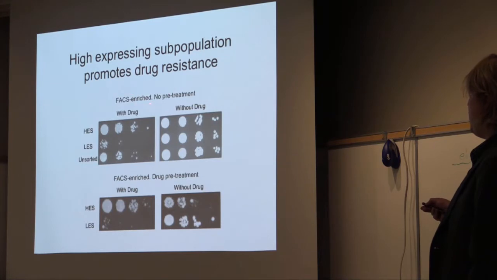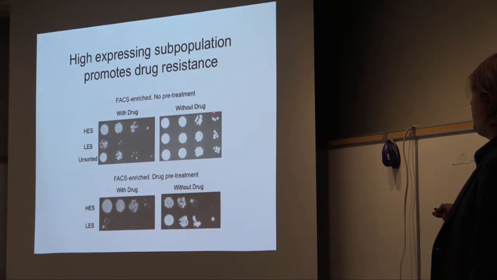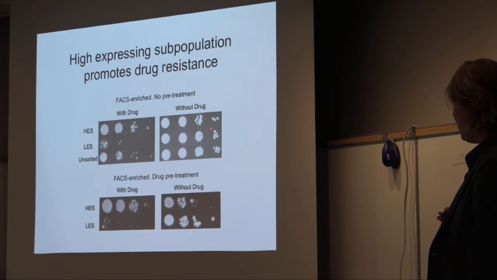We then used FACS to enrich the high expressors and low expressors, along with unsorted cells. After the FACS, we plated them and read out growth with and without drugs. It's very clear that the high expressing subpopulation has a clear growth advantage in the presence of the drug, whereas the low expressing subpopulation can't really grow very well on drug. There's also a little indication that in the absence of the drug there may be a disadvantage, but it's hard to see because the enrichment here is not very good.